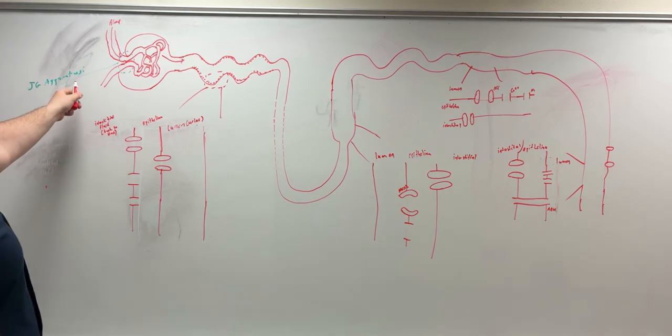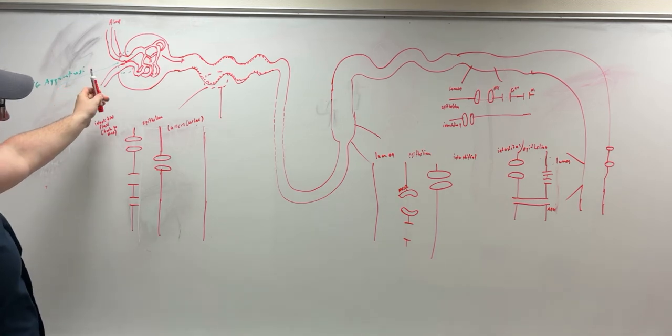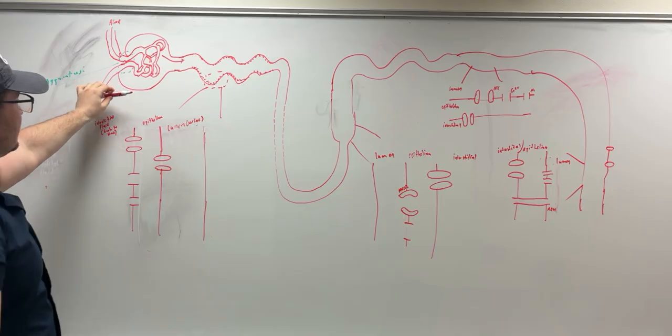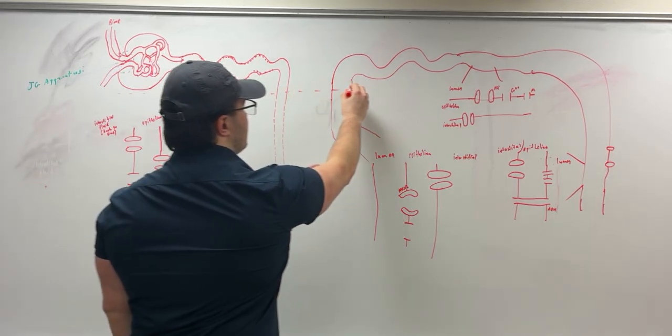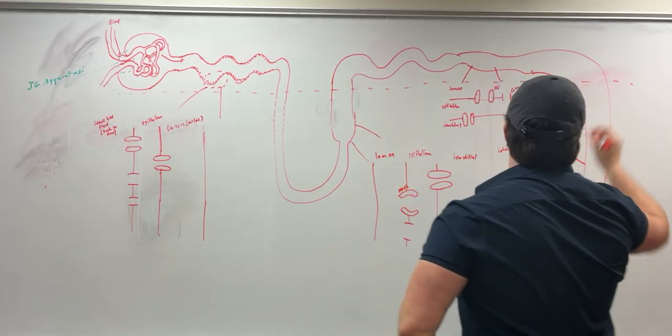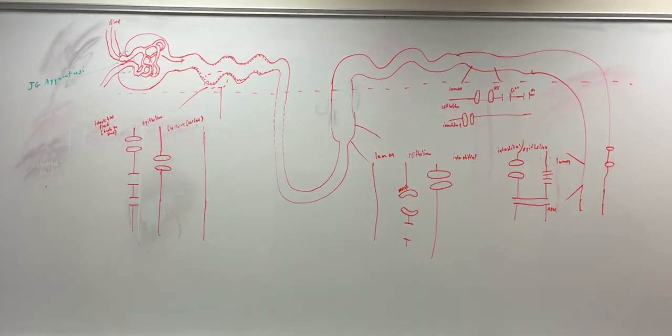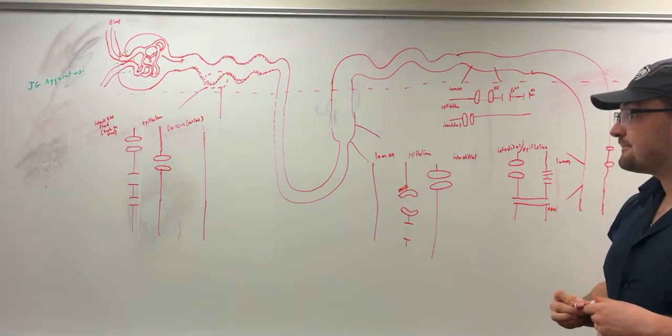And all I really want to mention about that is the renal cortex is going to be everything above this dashed line, and then everything below this dashed line is going to be the renal medulla.